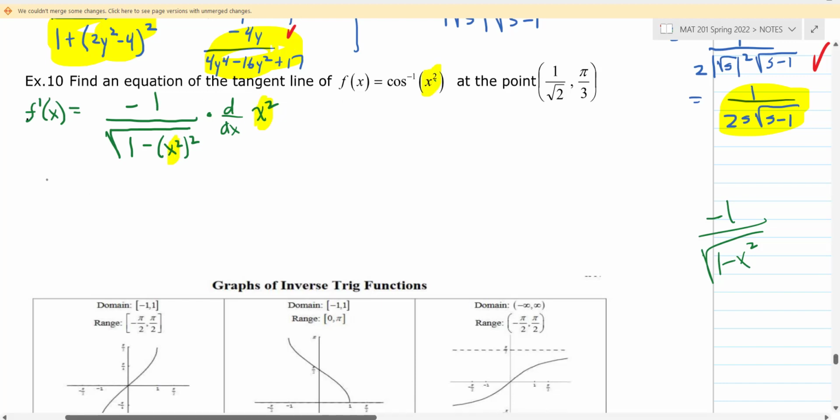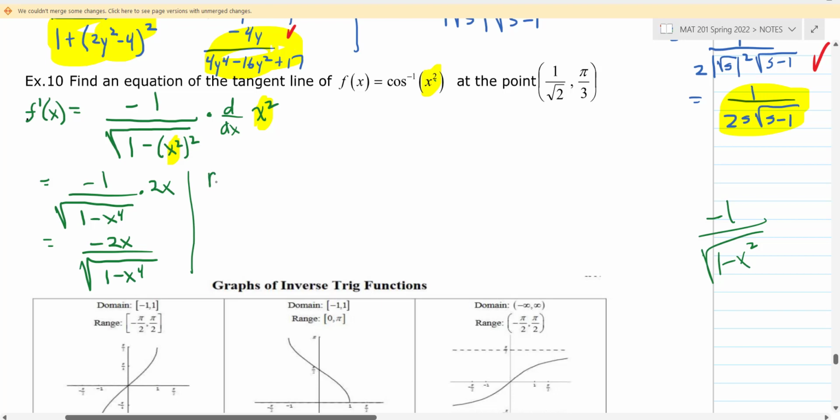Okay, so let's work this out then. We have -1 over the square root of 1 minus x to the fourth times 2x. So I'll just write this derivative as -2x over the square root of 1 minus x to the fourth. Then to find the slope of the tangent line, I need to plug in this x value, which is 1 over square root of 2. So that 1 over square root of 2 is going to plug in for x. So we may have to deal with a little bit of algebra on this. We'll find out.